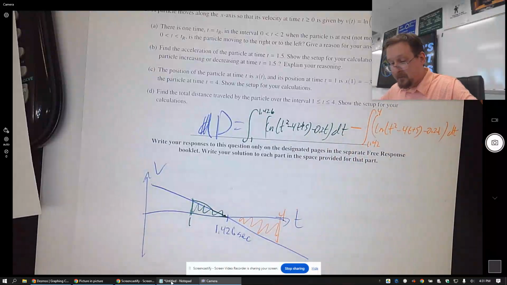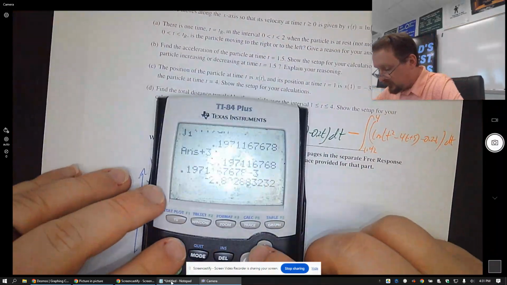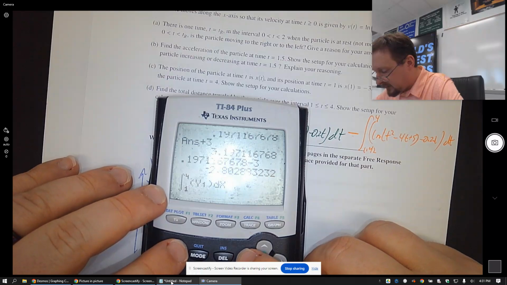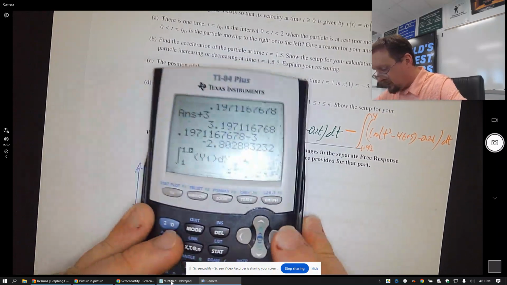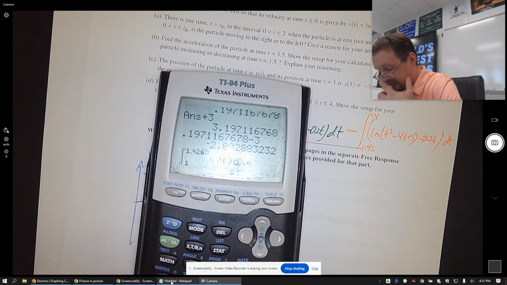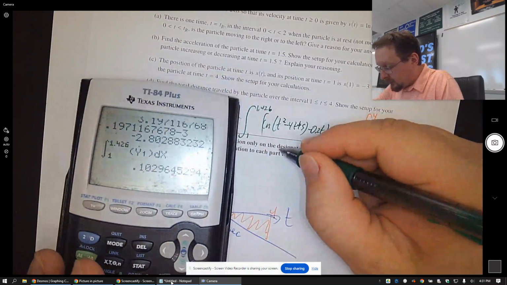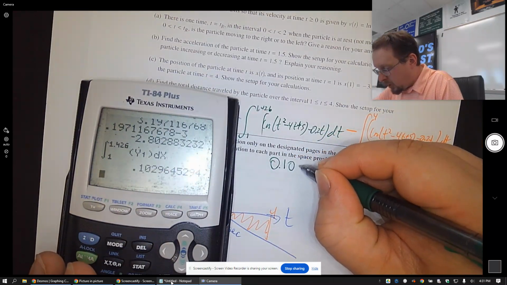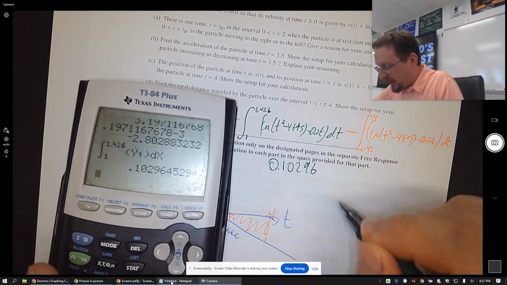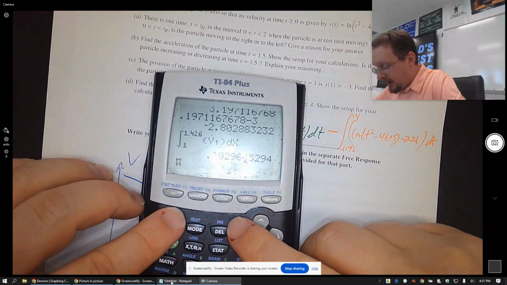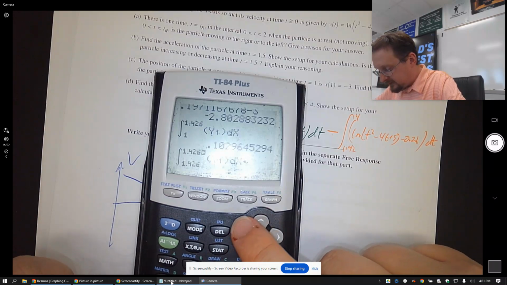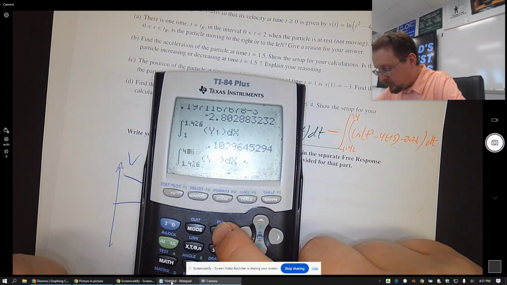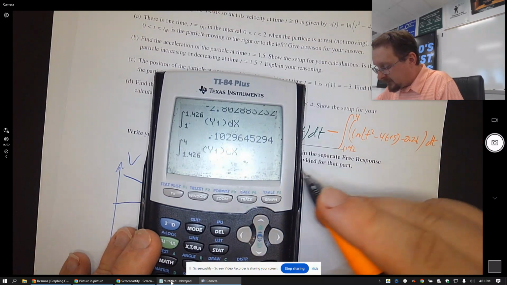Okay. So what I'm going to do is numerically integrate my function from 1 to 1.426, okay? And so for the green integral, I get 0.10296. I'll round it more appropriately later. And then if you look here, 1.426 to 4, all right, that is going to take a little while.